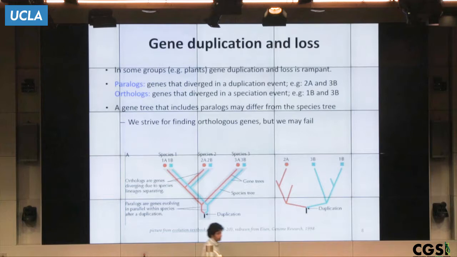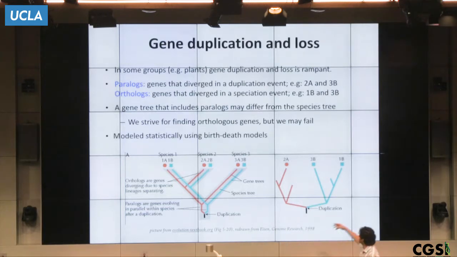It doesn't even have to be losses. It could be just that you didn't sample them, so maybe these were not lost, you just didn't sample them. So duplications can give you differences between gene trees and a species tree. We have statistical models for generating these kinds of gene trees given the species tree, and those models are mostly based on birth-death processes. I'll maybe say a little more about that later. Any question about this part?